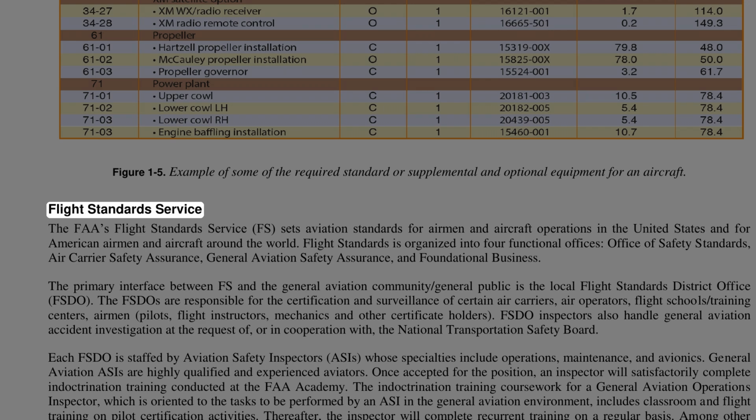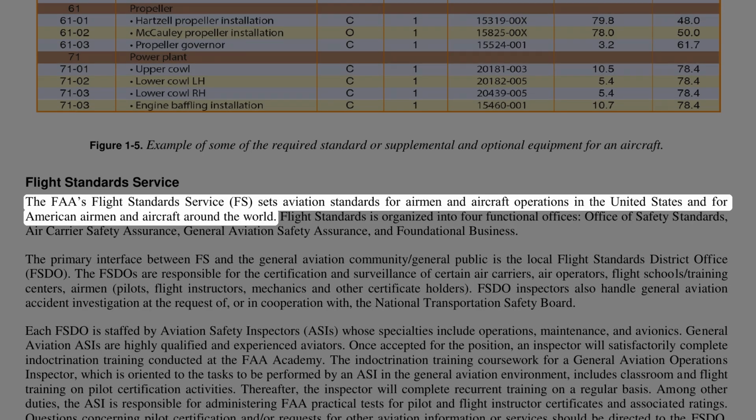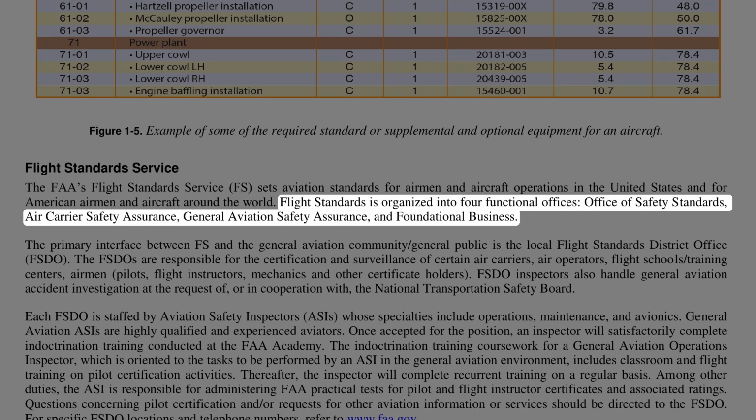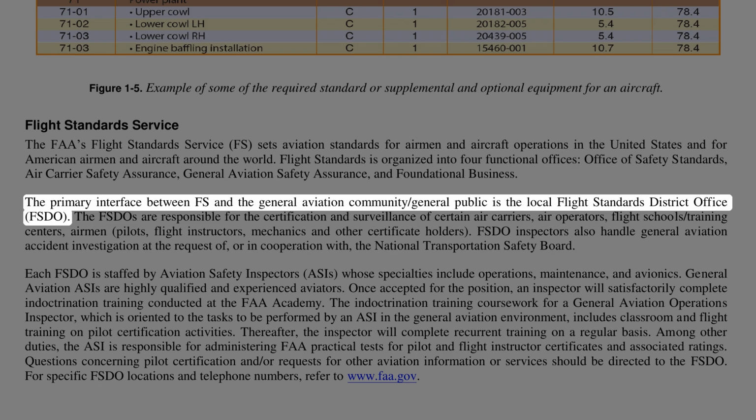Flight Standards Service. The FAA's Flight Standards Service, FS, sets aviation standards for airmen and aircraft operations in the United States and for American airmen and aircraft around the world. Flight Standards is organized into 4 functional offices: Office of Safety Standards, Air Carrier Safety Assurance, General Aviation Safety Assurance, and Foundational Business.